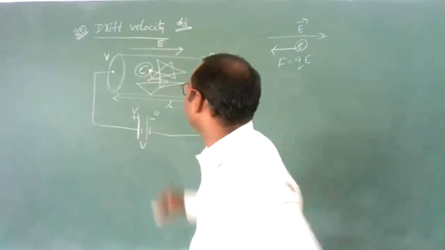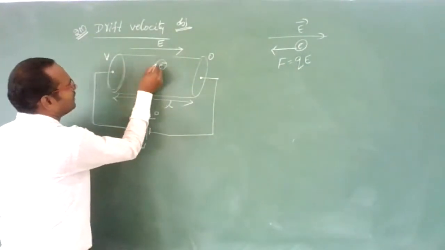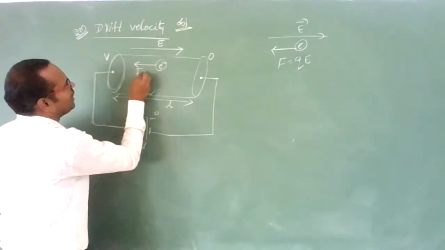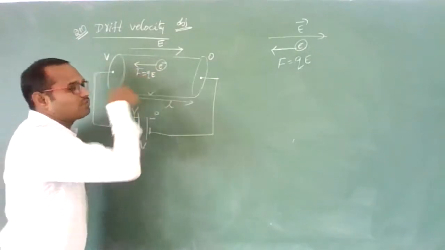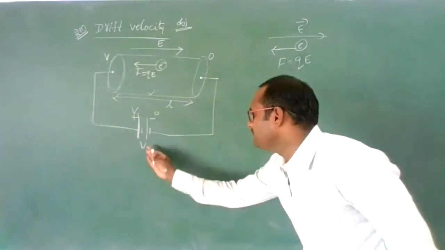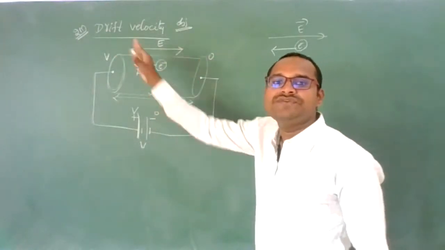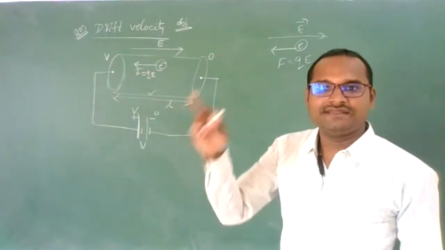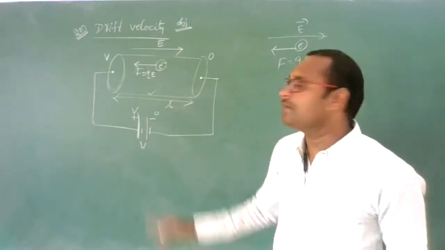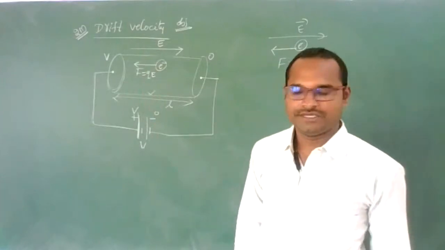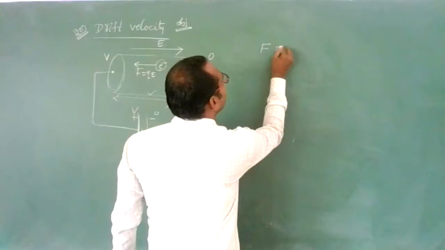Means on this electron, a force will act in this direction. How much force will act? QE force will act. Are you getting it? Why is this force acting? Due to the connection of this battery. Whenever we connect a battery, one electric field will generate across this wire. A uniform electric field will generate across this wire, and that electric field will produce a force on this electron in the opposite direction to the electric field. Now, how much force is acting? Force acting on the electron can be written as F is equal to QE.